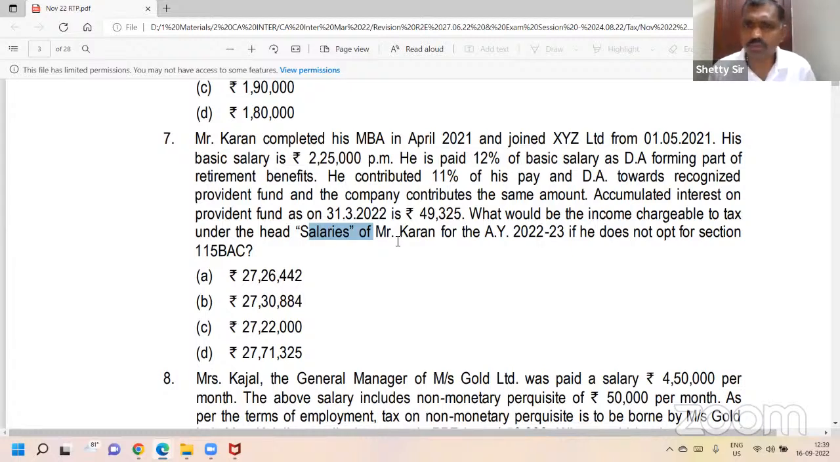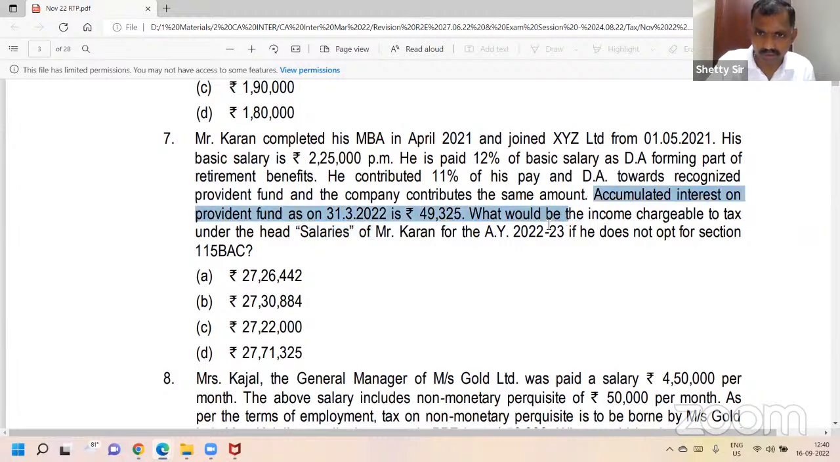Next. He contributed 11% of his pay and DA towards recognized provident fund, and the company contributes the same amount. There is an amendment from, I think, 2021. About 2,50,000 if the employee contributes, on that whatever interest comes is taxable. So in the inner column, add employee's contribution to RPF. Add those two, 24,75,000 and 2,97,000, to get 27,72,000. Yes, 27,72,000 into 11%, which is about 12%, that is the taxable excess, you know. Here it is 11%. How much does it come to? 3,04,920. Therefore, the excess over and above 2.5 lakh, on employee contribution only, is 54,920. All of this goes in the inner column. 54,920.